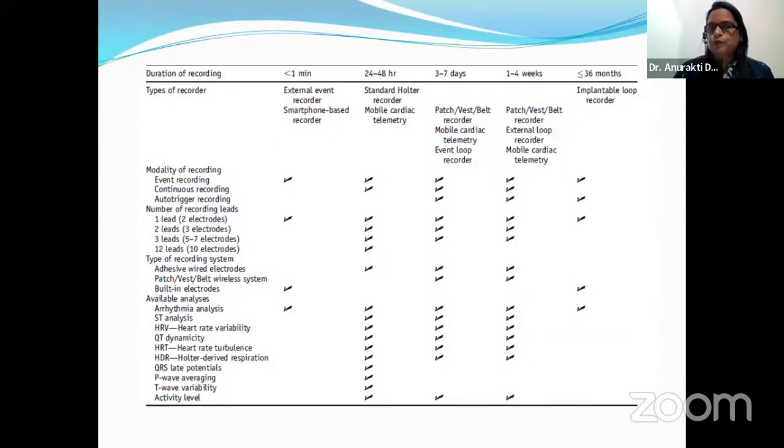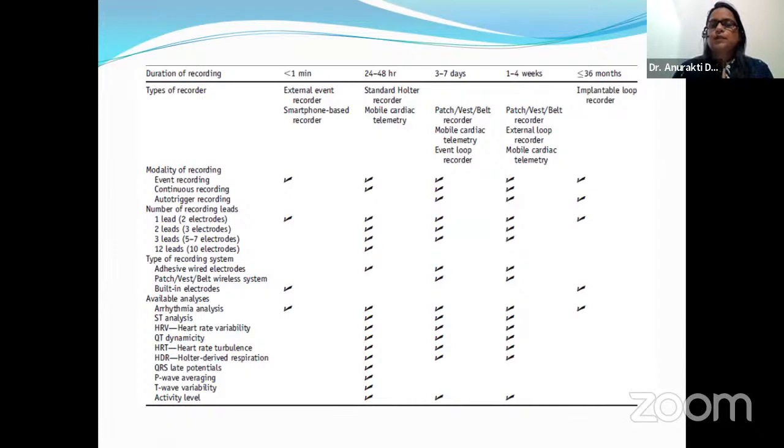We have various types of recording systems. One which you already know is the standard Holter recorder, where the patient wears the leads and the wires are connected. There is a small cassette which records the data, and it's transmitted to your device or your technician's device when the patient returns the cassette to the technician.